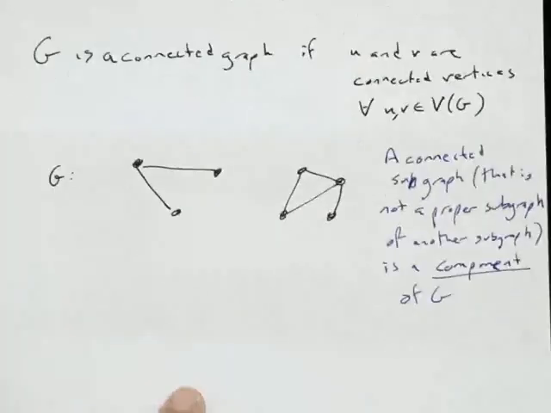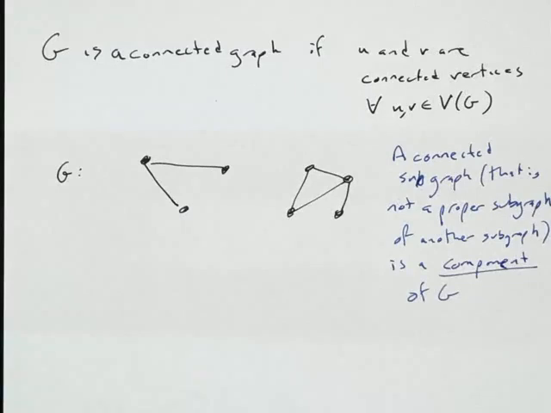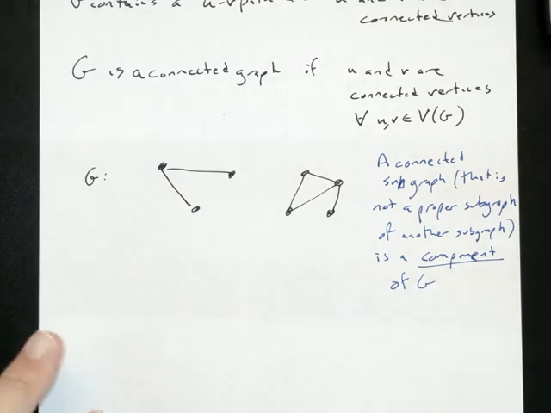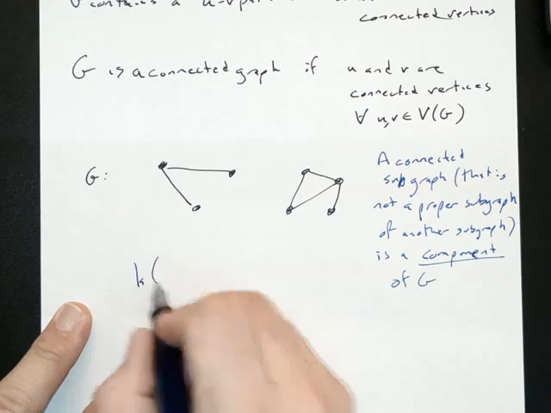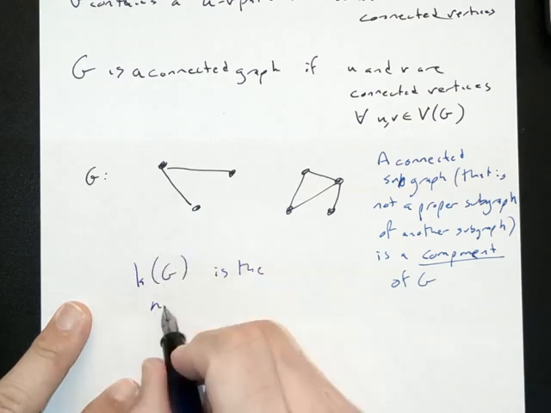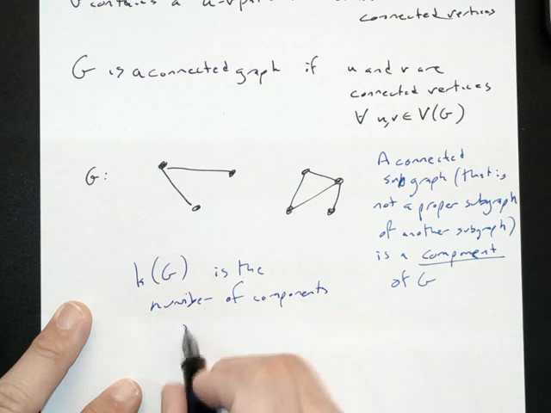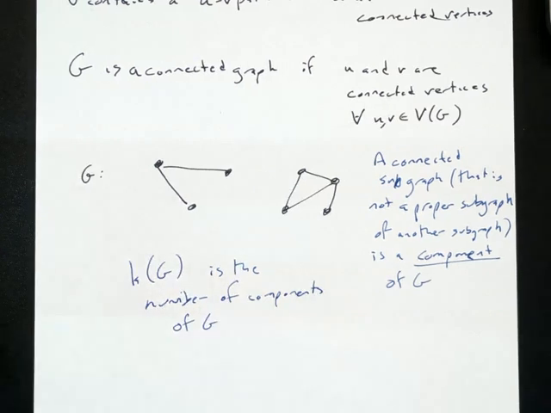Now that's a really windy way to say maximal: a connected subgraph that is not a proper subgraph of some other connected subgraph. That sounds really stupid. No, I mean, this is as big as you can get without becoming disconnected. So this graph has two components. We're going to say K of G is the number of components of G. So in my case, K of G is 2. If my graph is connected, K of G is 1.